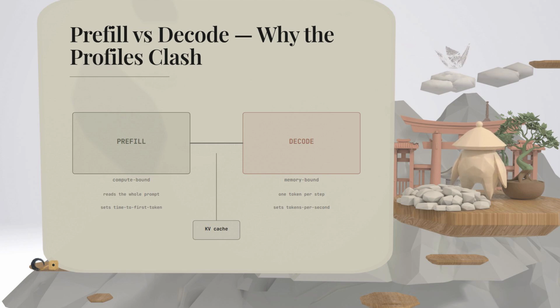Now imagine a retrieval augmented workload with huge prompts and short answers. It hammers prefill. A chat workload with short prompts and long answers hammers decode. On co-located hardware, these workloads fight each other. A heavy prefill burst stalls everyone's token generation, and long decodes hold GPUs that prefill needs. The phases have opposite hardware appetites, so co-locating them means permanently over-provisioning one of them.